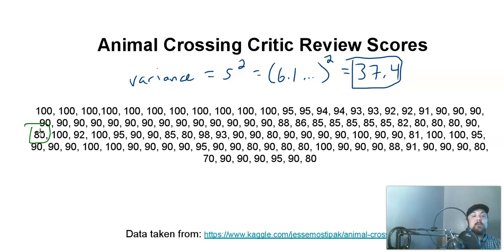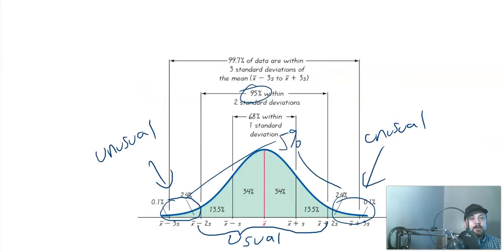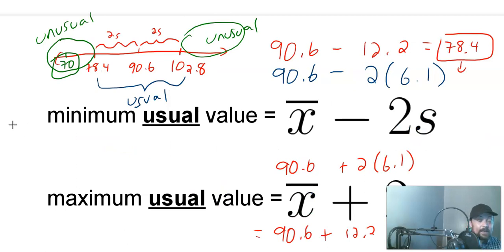That is a common review score for this game. All right, so let's go back to this. So is 80 unusual? No, because 80 is in this usual range. The minimum that we would consider to be usual is 78.4. So 80 is within the usual range. So that's how you would interpret that.